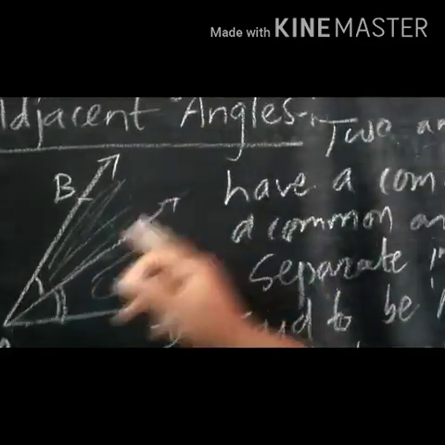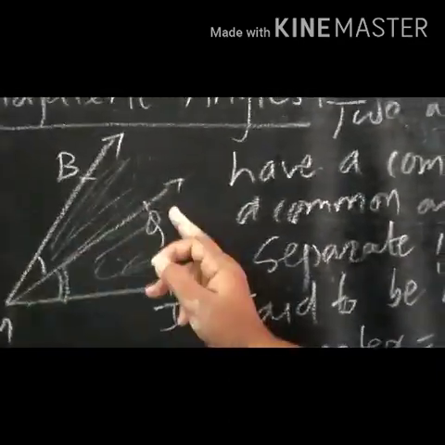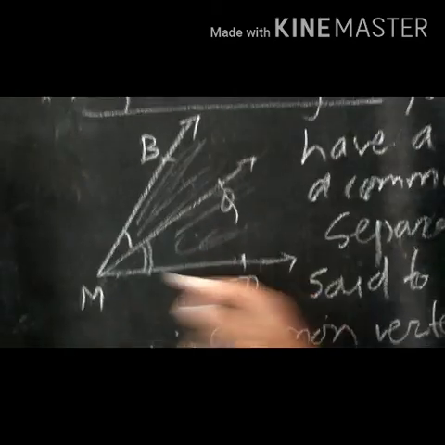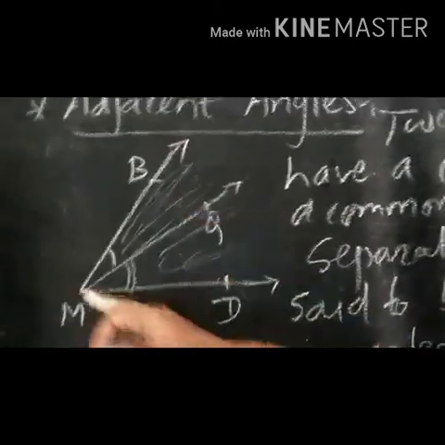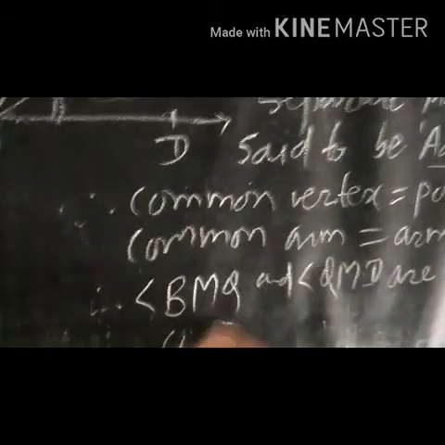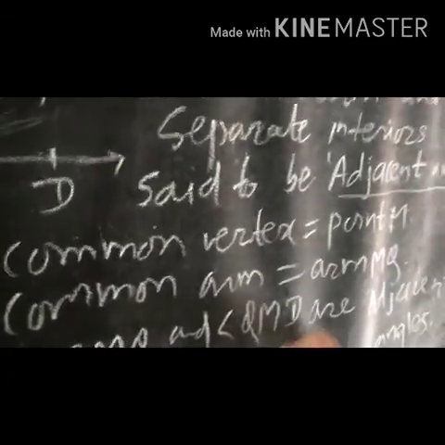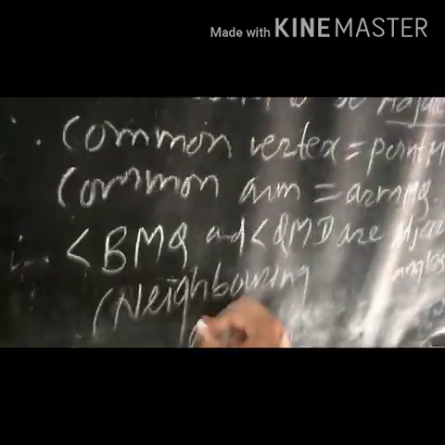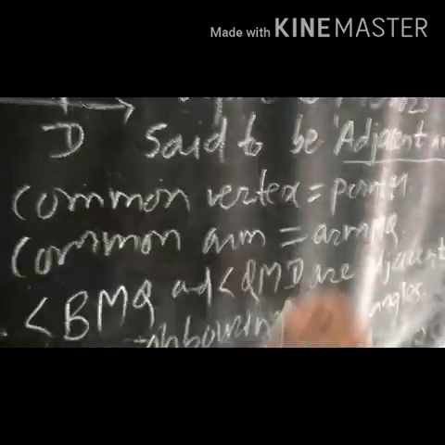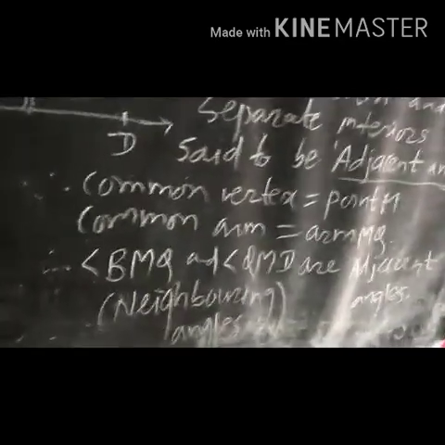So again look at this figure. So angle BMQ and QMD having common vertex, that is M, and having common arm, that is MQ, and therefore angle BMQ and QMD are said to be adjacent angles or neighboring angles. For this we can use another word also, neighboring angles. So don't forget to write this concept.